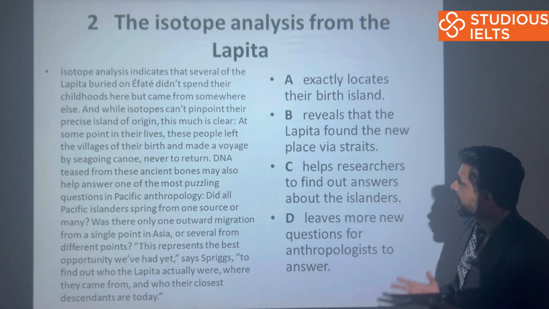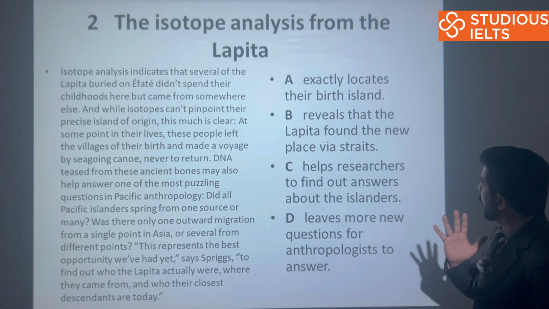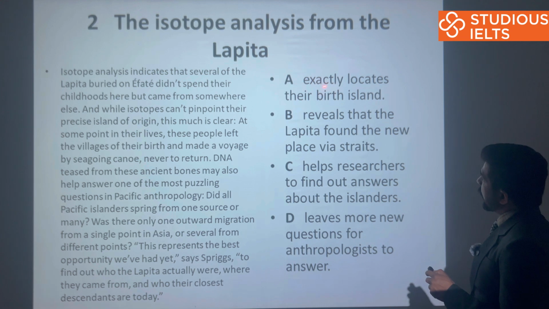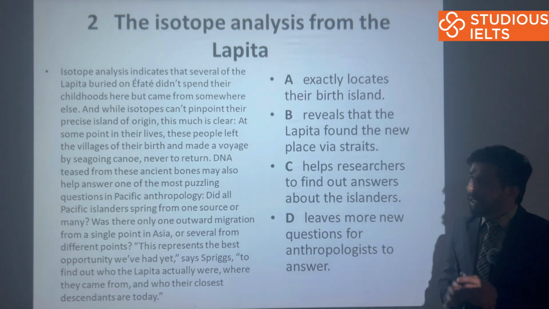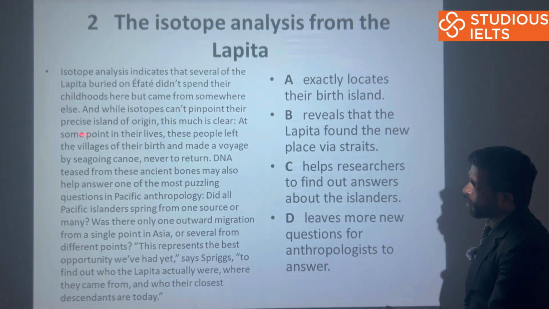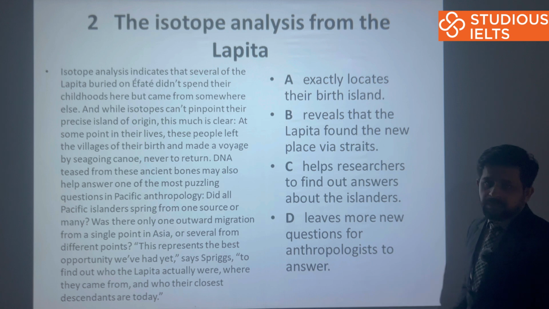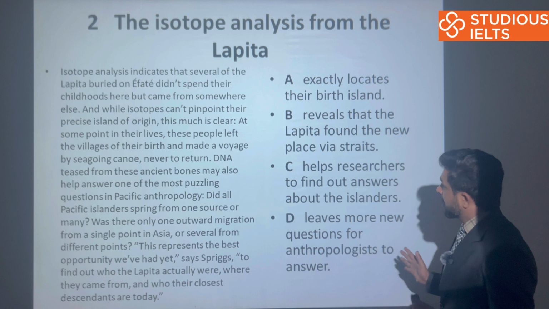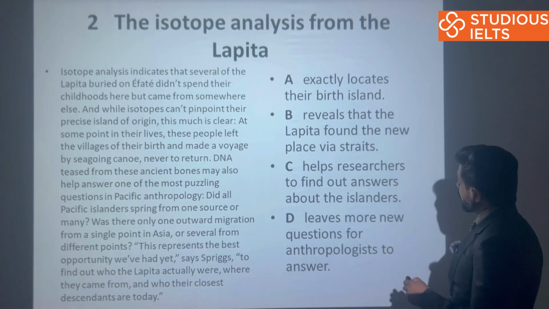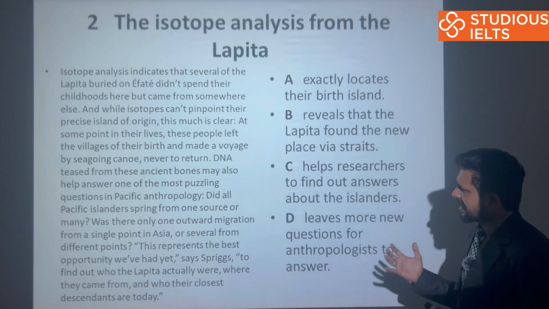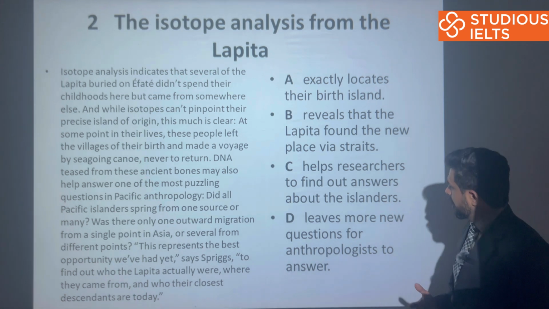So now let's find our right answer. The first option says this isotope analysis exactly locates their birth islands. No, they have clearly said that isotopes can't pinpoint the precise island of origin, so it cannot find the exact location of their birth. So this is an incorrect answer. Further, it says it reveals that the Lapita found the new places via straits. That they found new places via straits hasn't been talked about either, right?